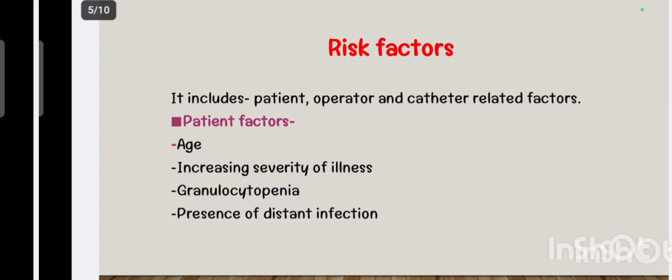Then the risk factors. Previously we discussed which microbes enter the bloodstream through the central line. Here, under which conditions is there more risk or chance of infection: patient, operator and catheter related factors. First, patient factors. Age: if the patient is 60 years or above, increasing severity of illness, granulocytopenia. Granulocytopenia is a decreased level of granulocytes like neutrophils, basophils and eosinophils. Also the presence of distant infections and other factors like malnutrition, decreased immunity, etc.